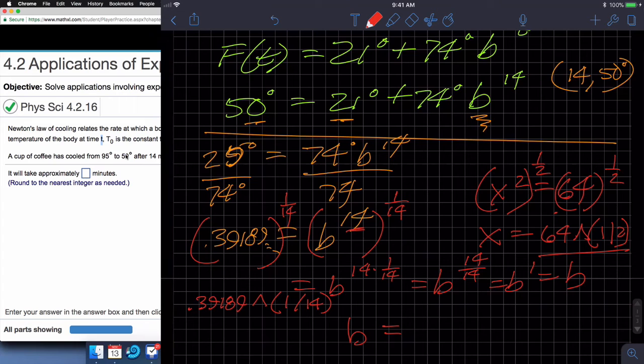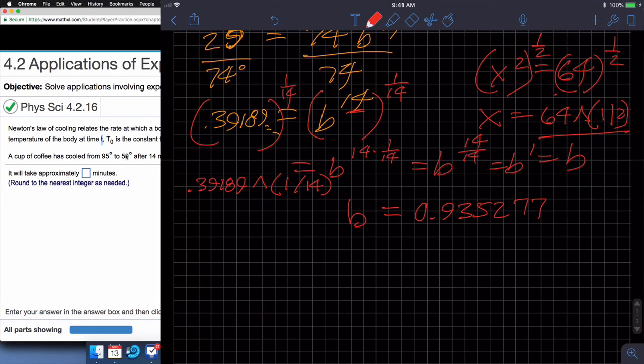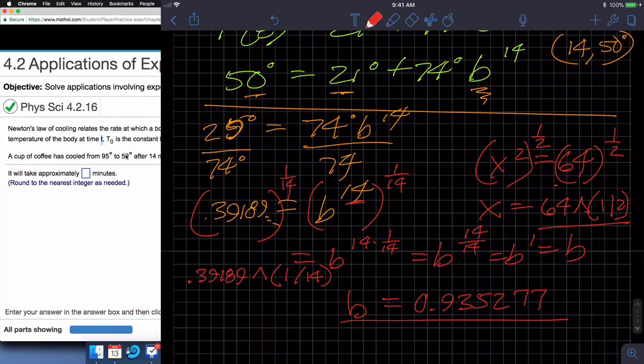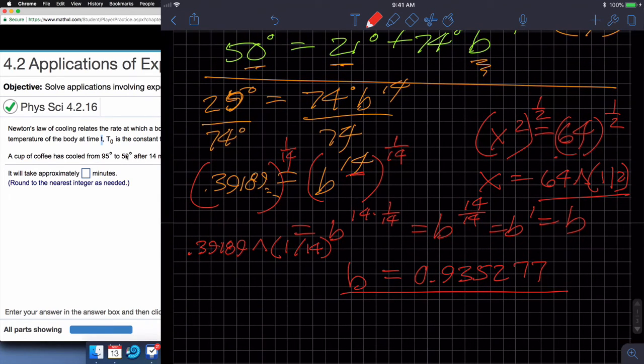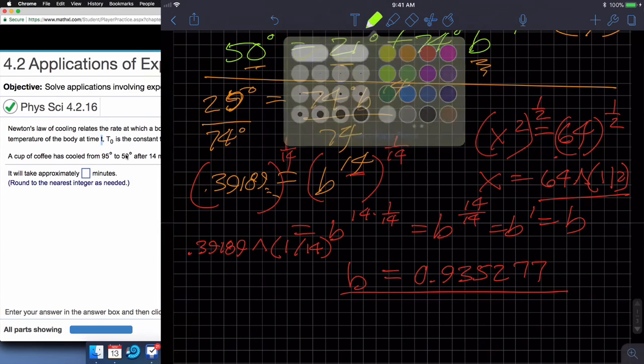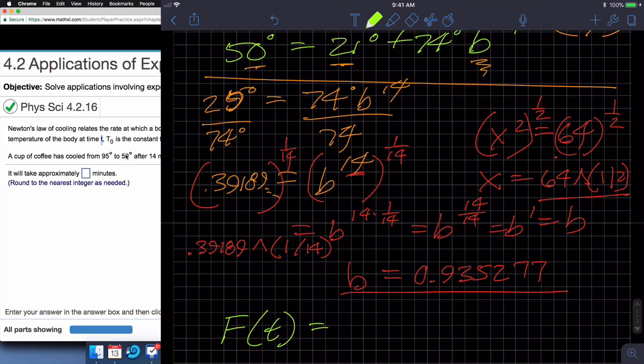Again, clunky typing in and whatnot. So that's going to be 1 divided by 14. So I get b is equal to 0.935277. Hopefully that's enough information. So now, with that piece of information, b, the base of our power, we can now write our formula in total. And so I have f of t is equal to 21 degrees plus 74 degrees times a base of 0.935277 raised to the t.